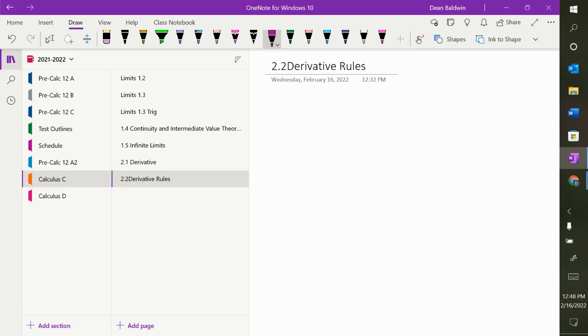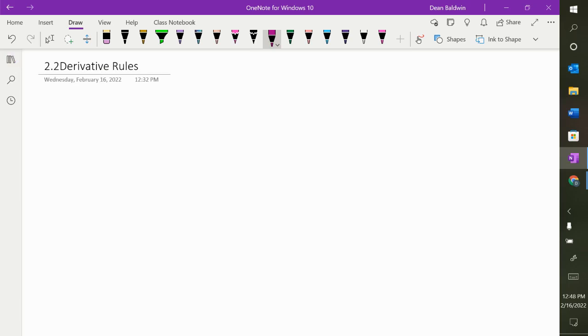2.2. Derivative rules, or differentiation rules, or whatever you want to call them. This is the stuff that's going to make up the majority of your quiz next week and/or your test in the weeks to come. We'll just start with the basic one. The constant rule.